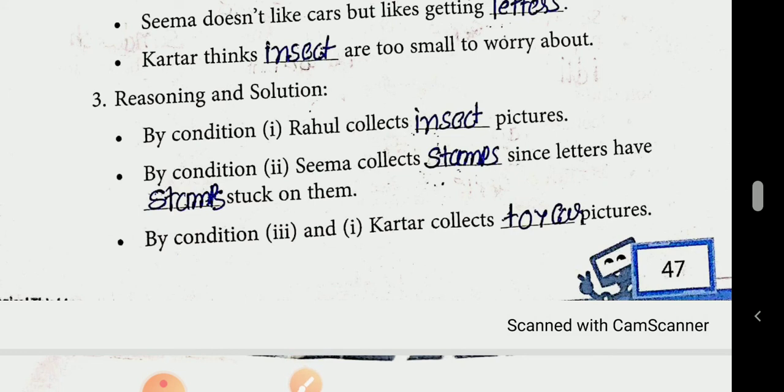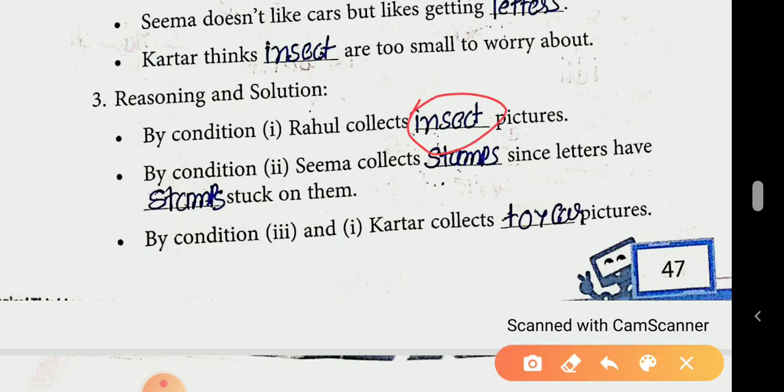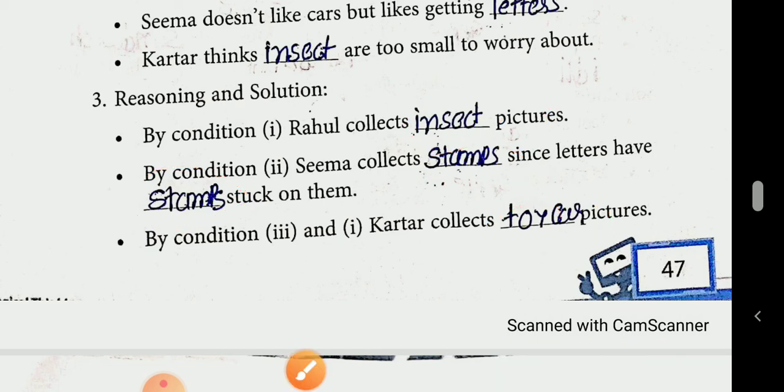So here your reasoning part: by condition 1, Rahul collects insect pictures. Condition 2, Seema collects stamps. Why? Because Seema likes letters, and letters have stamps stuck on them. And by condition 3, Kartar collects toy car pictures because Kartar likes toy cars.